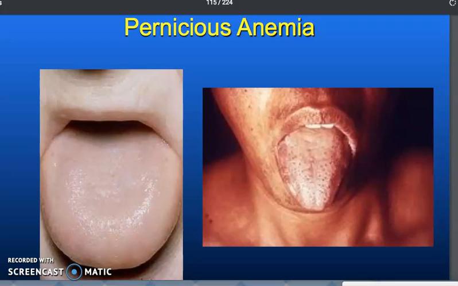So this is something that the patient would need to go to the physician and have blood work and be diagnosed. But again, the dentist and hygienist and assistants can pick this up a lot of times, especially if a patient tells you they have a burning tongue. Think about the B12.